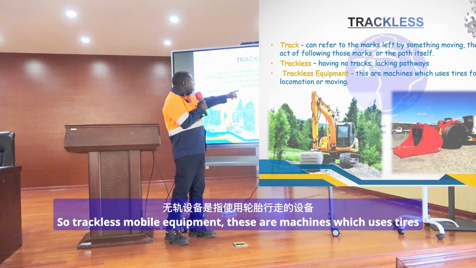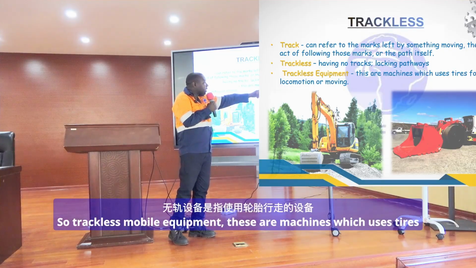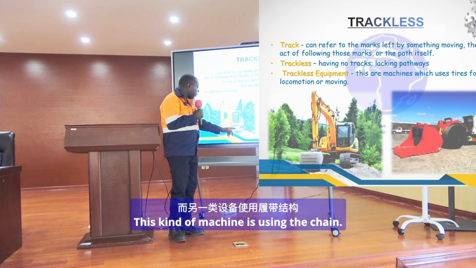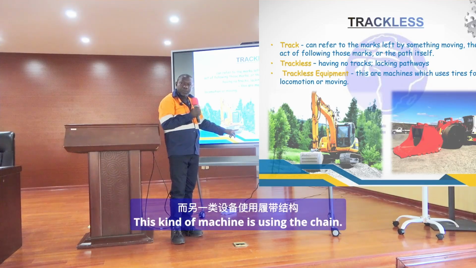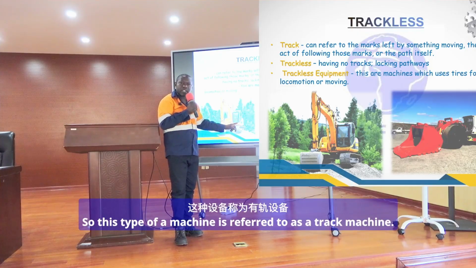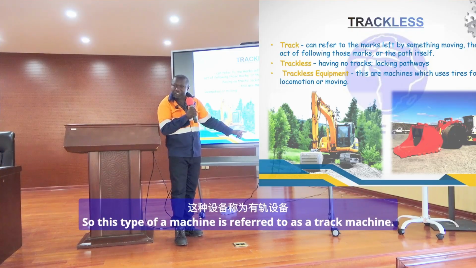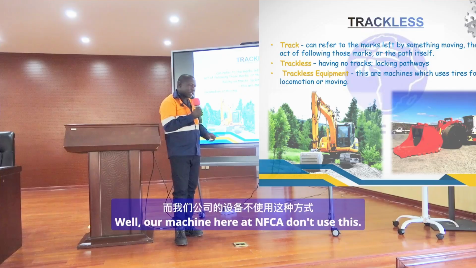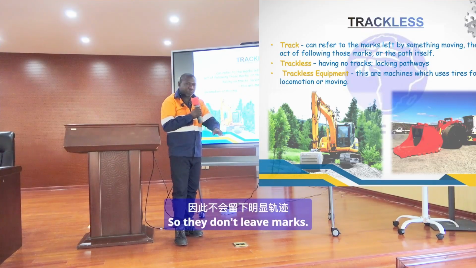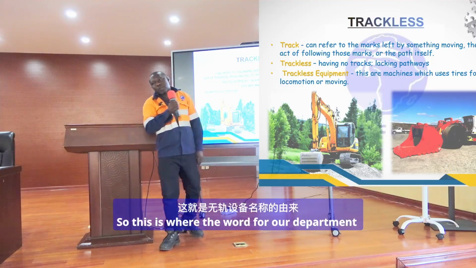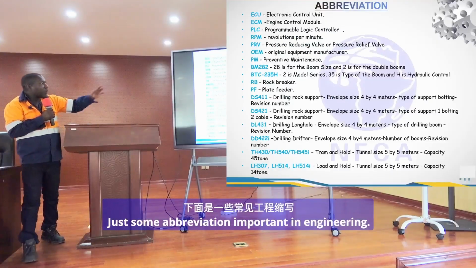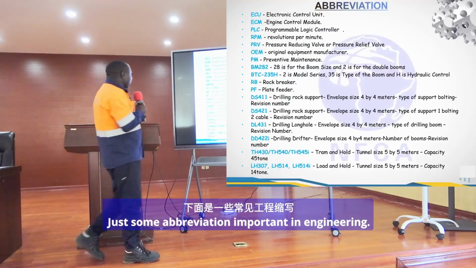So trackless mobile equipment, these are machines which use tires for locomotion or moving. This kind of machine, it's using the chain. So when it is moving, it leaves marks. So this type of machine is referred to as a track machine. Well, our machines here at NFC don't use this. They use tires. So they don't leave marks. So this is where the name for our department came from, trackless mobile equipment. Just some abbreviations important in engineering.